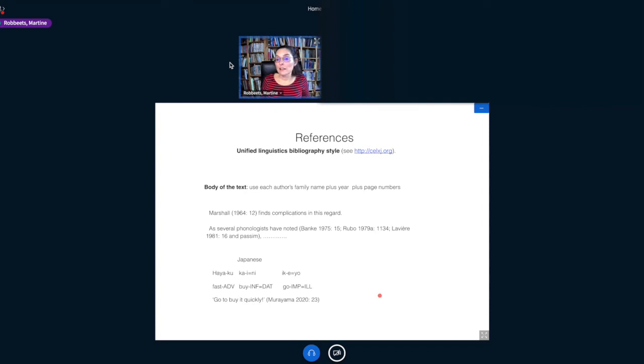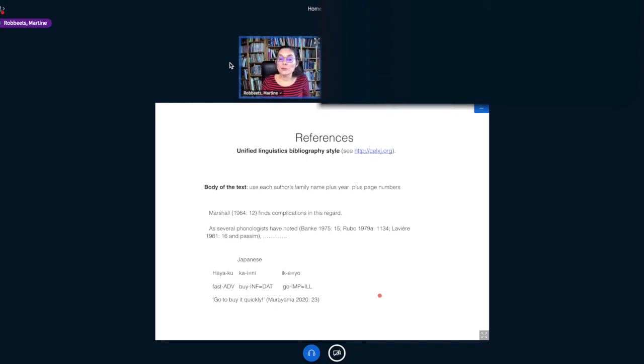So that's basically how the Leipzig glossing rules work, and how the examples given in your presentations and perhaps in your homeworks, if you're going to write one, should be glossed. There are also some rules for references. Here I list some of the rules that come from the Unified Linguistics bibliography style.